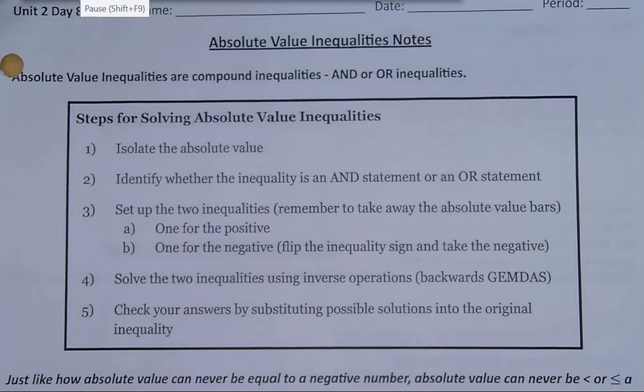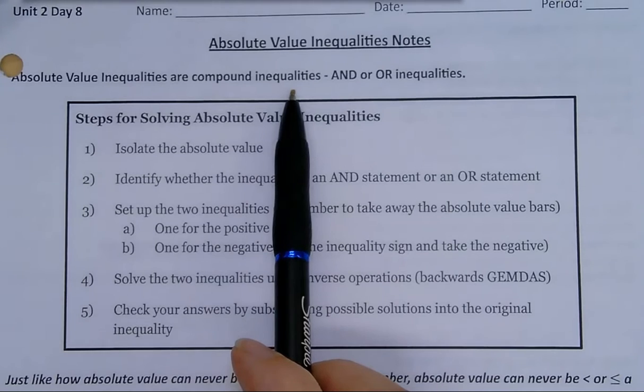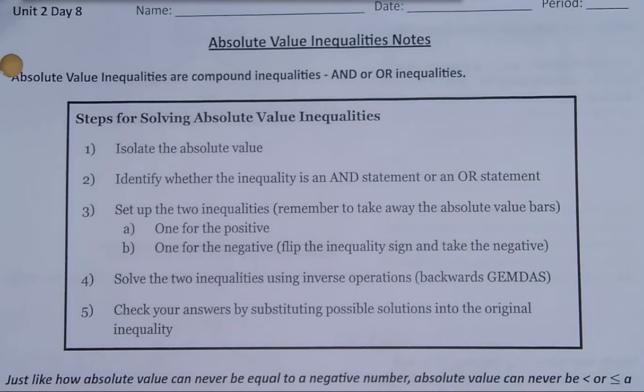This is a video lesson for Algebra Honors Unit 2, Day 8. We'll be solving inequality statements that have absolute values in them. So remember, absolute value inequalities are compound inequalities that will have "and" statements, or they will have "or" statements in them. And so what we're going to do is figure out for each statement that we have whether it's talking about "and" or "or", and then we're going to solve down for a specific variable.